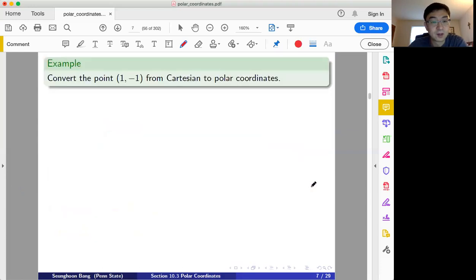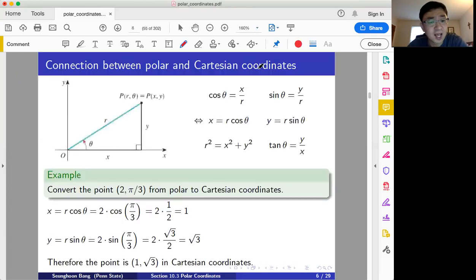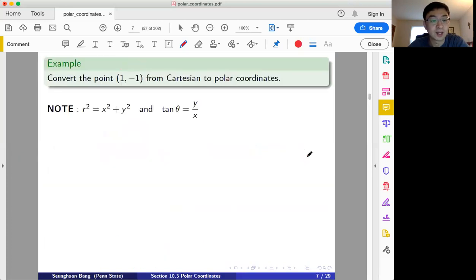The next problem is the opposite. Convert the point (1, minus 1) from Cartesian to polar coordinates. What does it mean? This is the x value and this is the y value. You can change it to polar coordinates r and theta. In this case, you have to use the bottom ones: r squared equals x squared plus y squared, and tangent theta equals y over x.